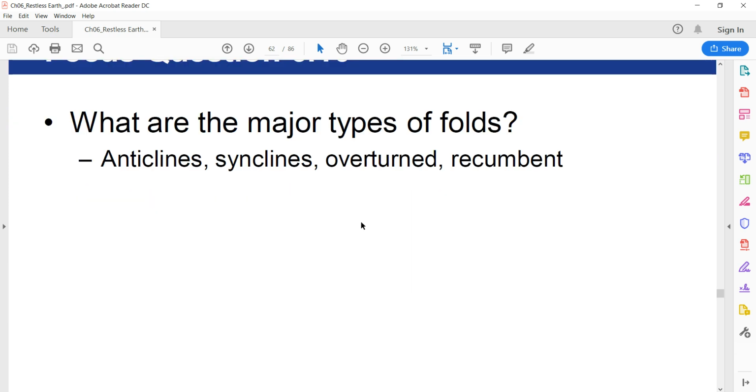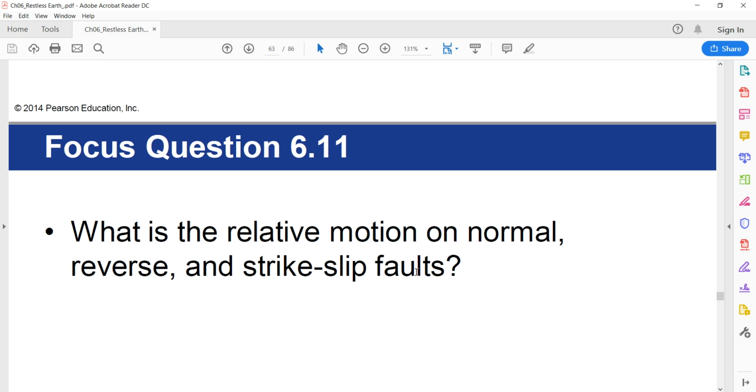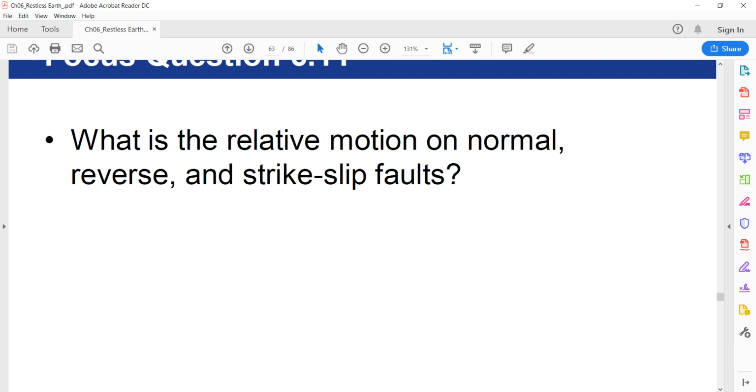What are the major types of folds? Anticline, syncline, overturned, and recumbent. Make sure you remember these 4 different types of folds, maybe in your exam. Now we will talk about faults, strike slip faults.